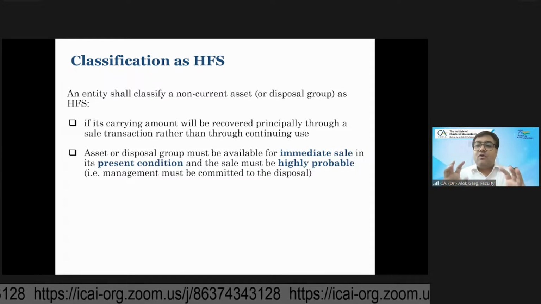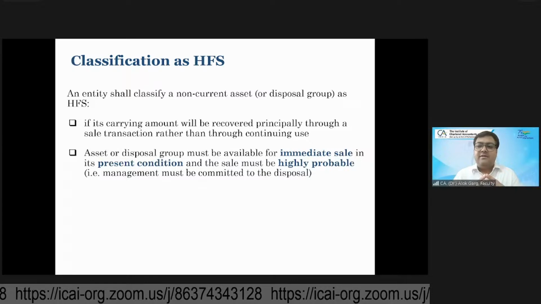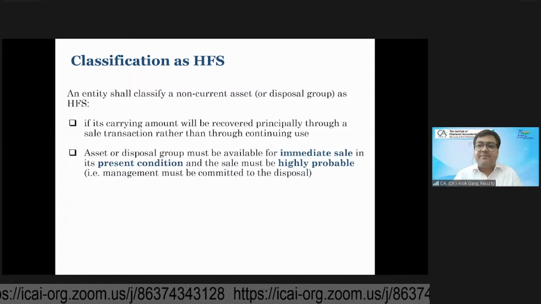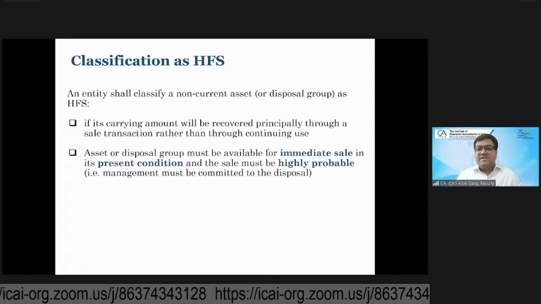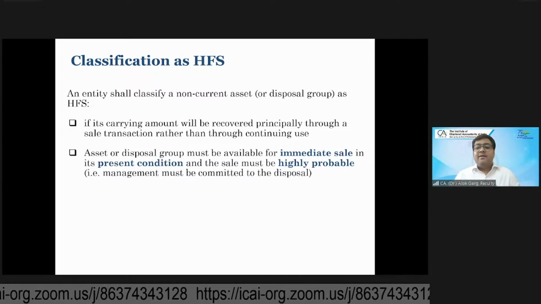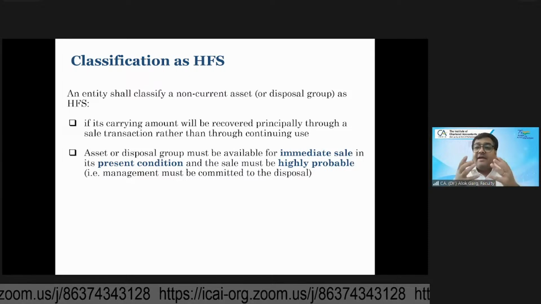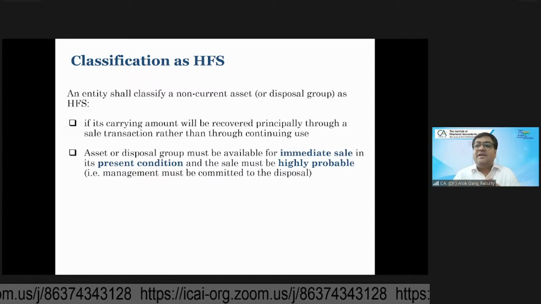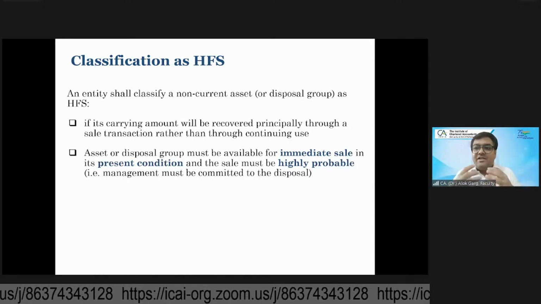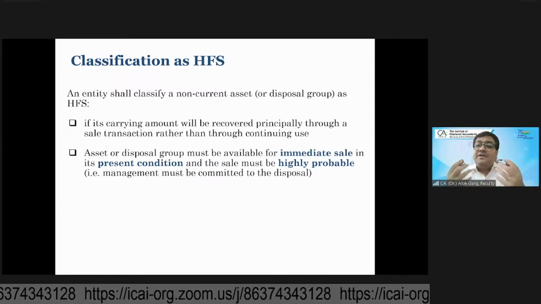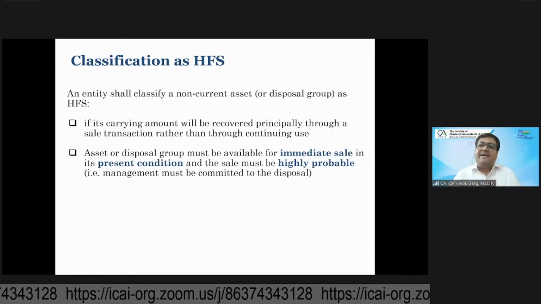You are purchasing an office building, acquiring an office building. What is the future economic benefit out of that? That is for administrative purposes. You are running your office or business there, correct? So every asset has a future economic benefit. But if an asset is classified as a non-current asset held for sale or a disposal group held for sale, what is the future economic benefit out of that?